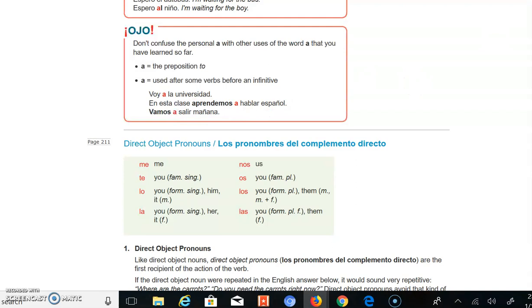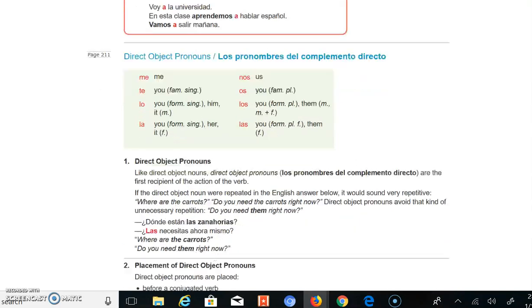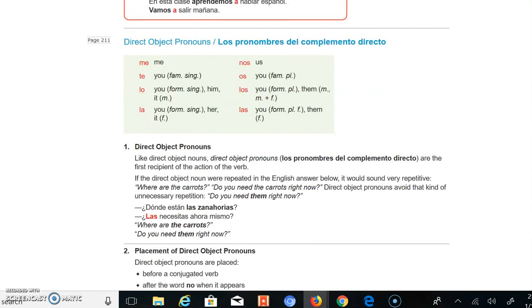So when the object is me, your pronoun is me, and then when it's you, it's te, and then lo, la for masculine, and then for feminine. Nos, whenever we are the object of the verb, or for example, he's going to take us to the movie. Then os, that's the familiar plural in the vosotros form. We don't get tested on that, but if you're in Spain, you'll probably hear that. Then you have los and las can be the object of verbs as well.